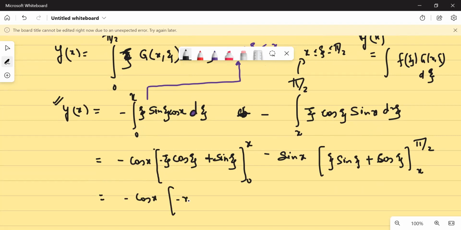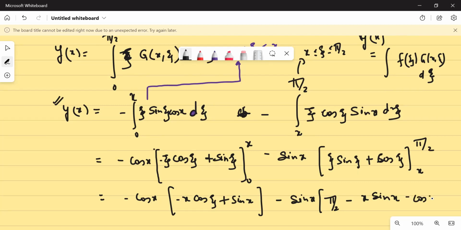So this is like minus cosine zeta. You just start placing x here. So this is minus cosine x, and then you have this sine of x. And while you place 0 here, it will be all 0, so forget about it. Minus sine x, you just try to place pi by 2 here. So cos pi by 2 is 0, sine pi by 2 is 1, and this pi by 2 remains intact. And minus x sine of x and minus cosine of x. Is that clear? I don't think there is an issue till now.